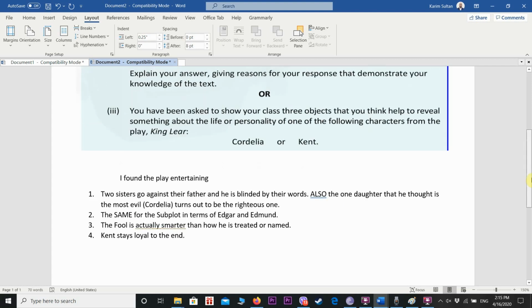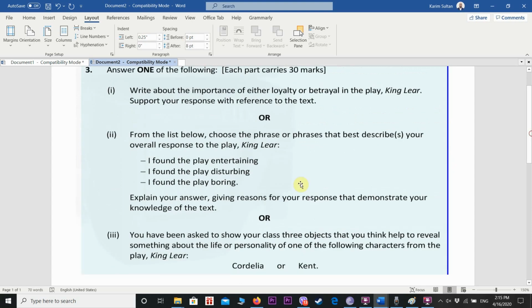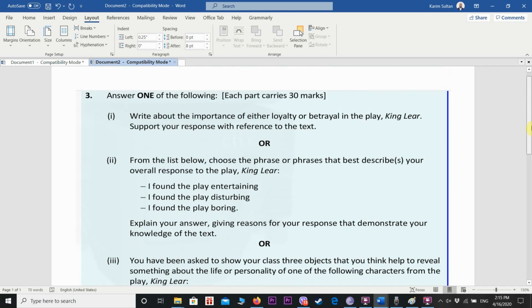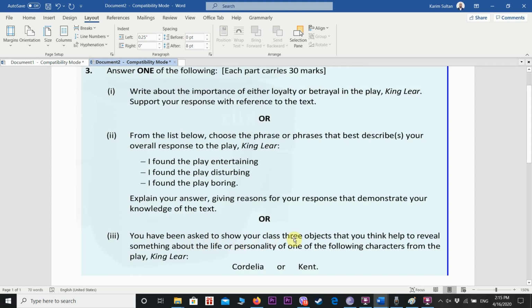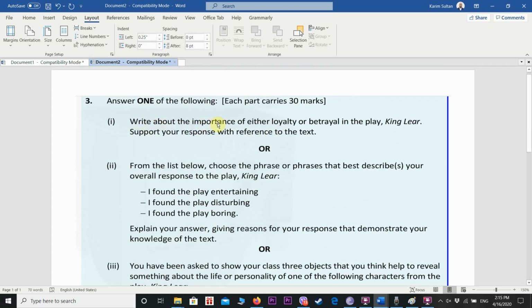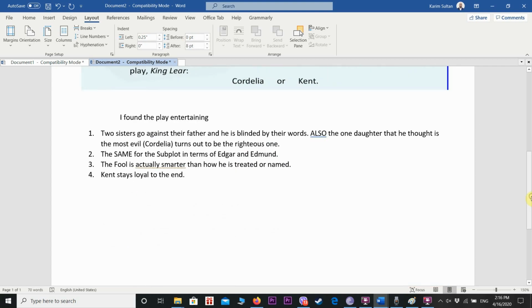Write in one tense. So you're asking me, which tense do I write in, right? Look at the question, and in the question, it's going to tell you which tense to write in. So here, for instance, choose the phrase that best describes. See, it's present. So I'm going to write in present tense. Here, you have been asked to show your class 3 objects that you think help. Great, so it is present as well. Write about the importance of loyalty. This is also present. 95% of the questions provided on a single text are in present tense, so you need to answer them in present tense only.